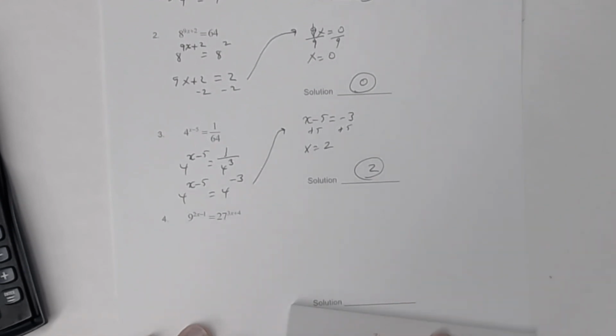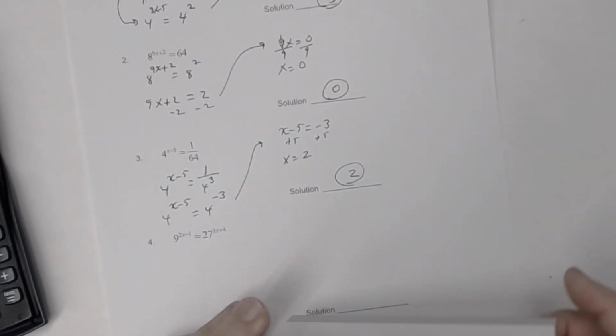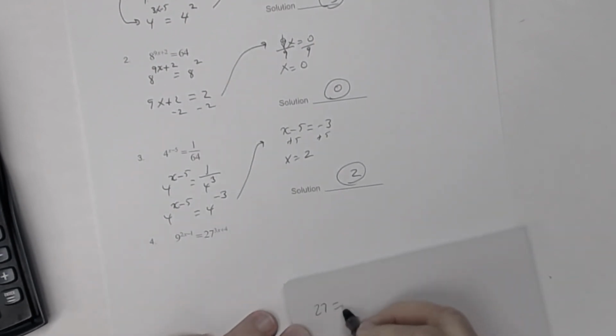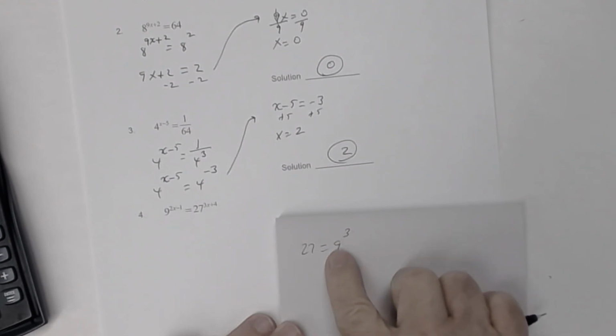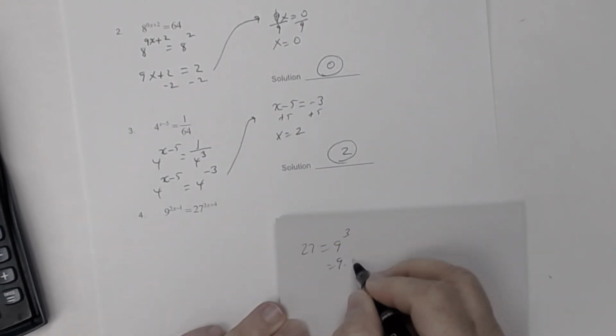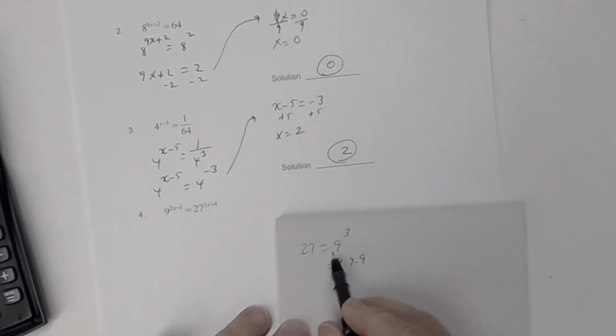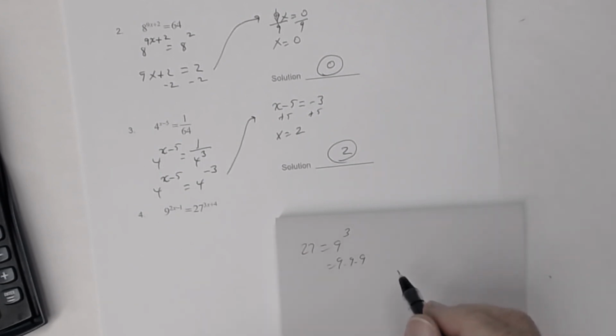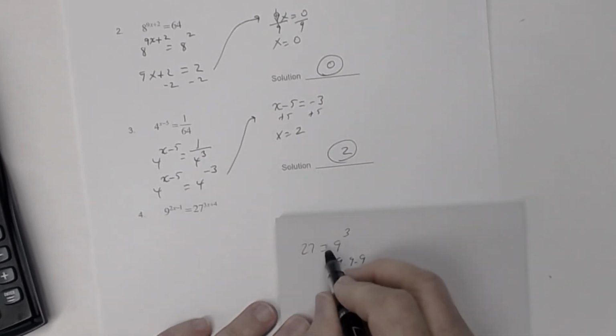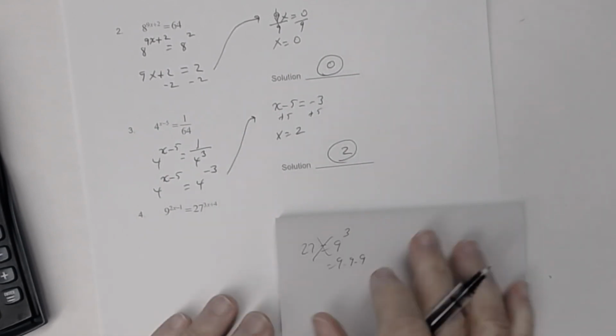What some students make a mistake is they say 27 is 9 cubed, and it's not, right? This right here does not mean 9 times 3. This right here means 9 times 9 times 9. So right away, you know that 27 is not 9 cubed. That's something I see quite often. So you have to think about what you're writing. All right, so that's not a true statement.